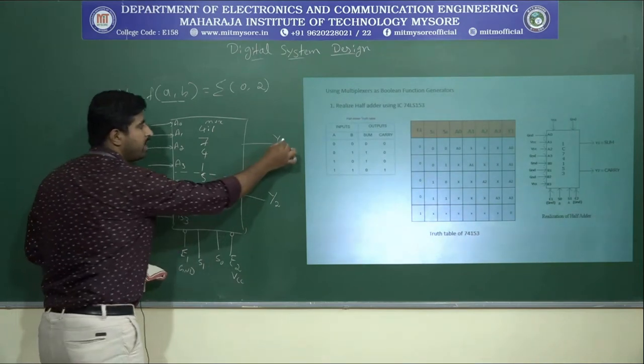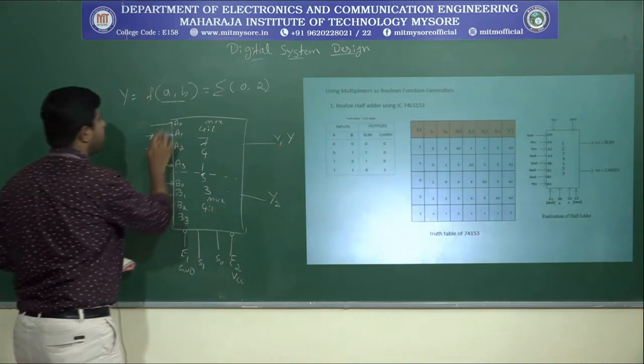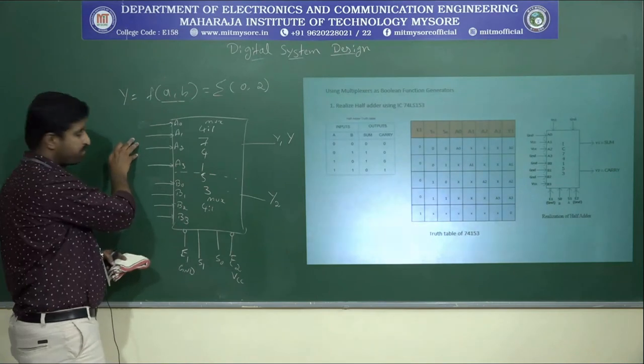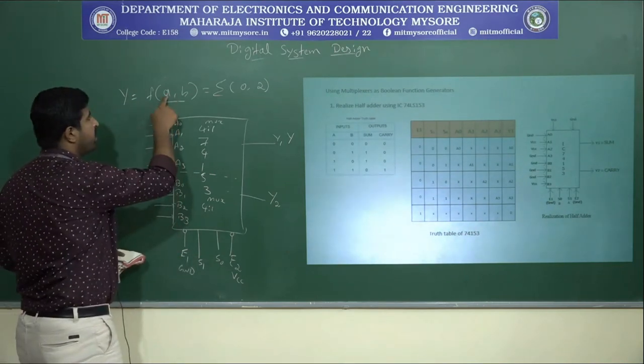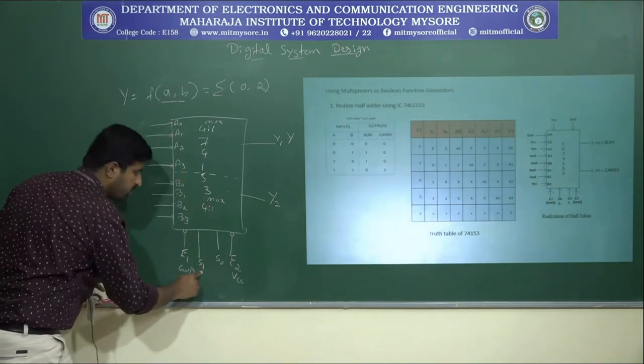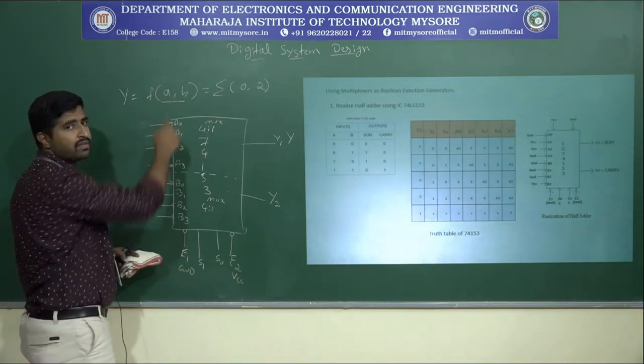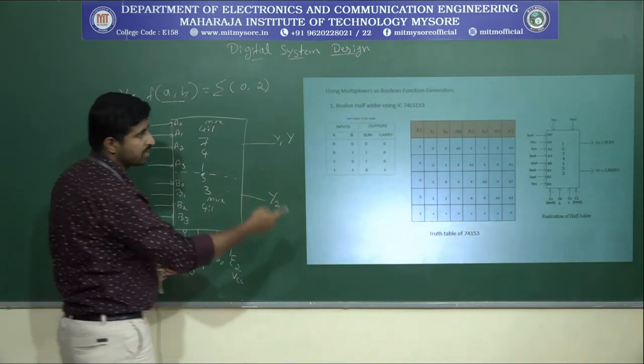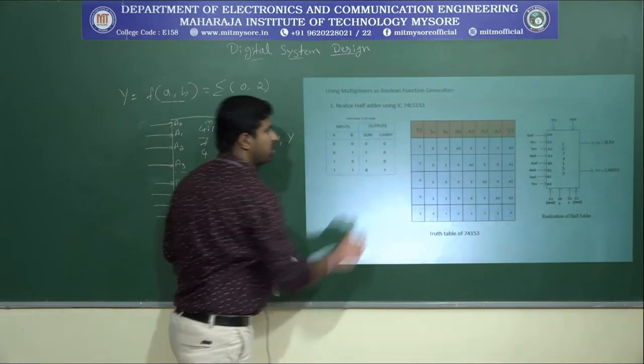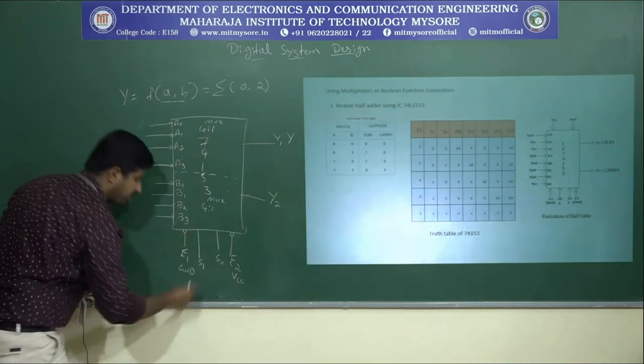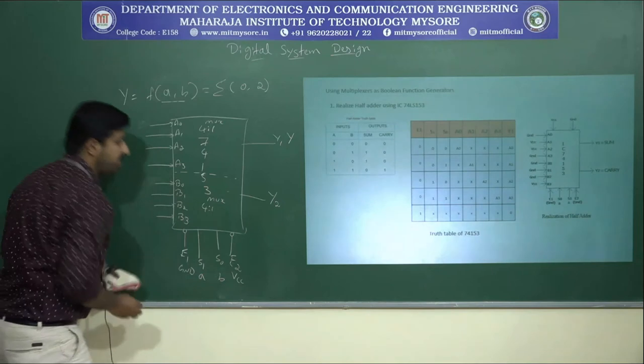Okay, so this will be the Y for us and these two will be the inputs for us. Okay, and the AB, so A will be connected to the S1. Because S1 is the MSB bit here, you can see S1, S0, so AB should be connected to here. So we're going to connect A and B here.